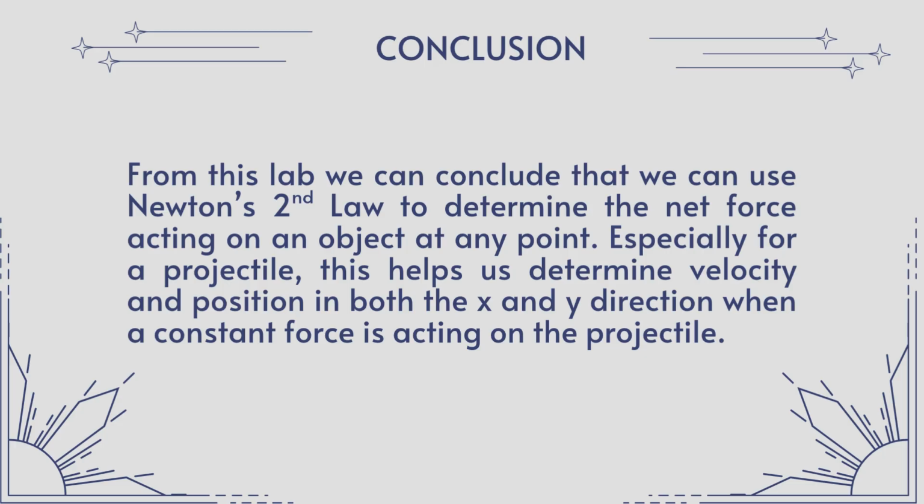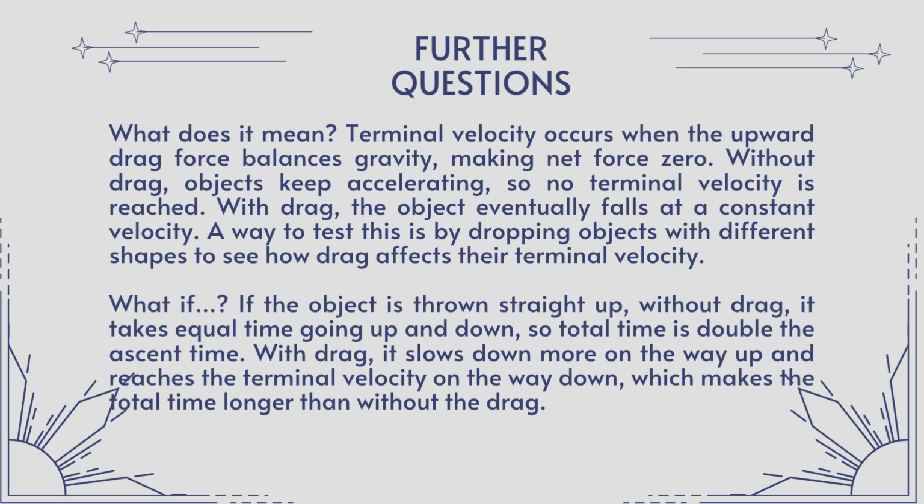So from this lab, we can conclude that we can use Newton's second law to determine the net force acting on an object at any point. Especially for a projectile, this helps us determine velocity and position in both the x and y direction when a constant force is acting on the projectile. And then further questions, what does it mean?